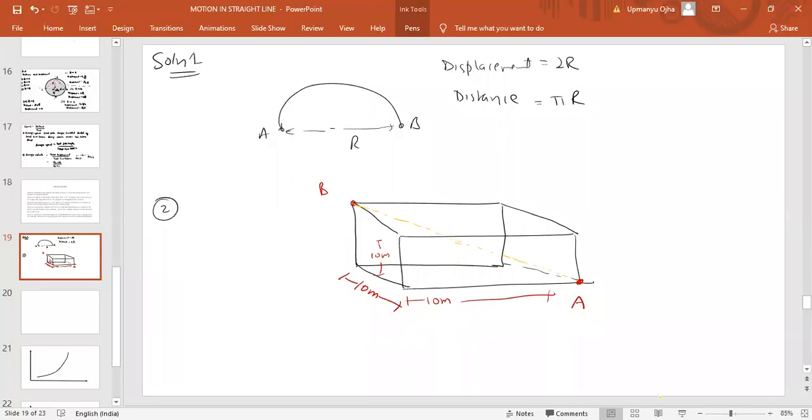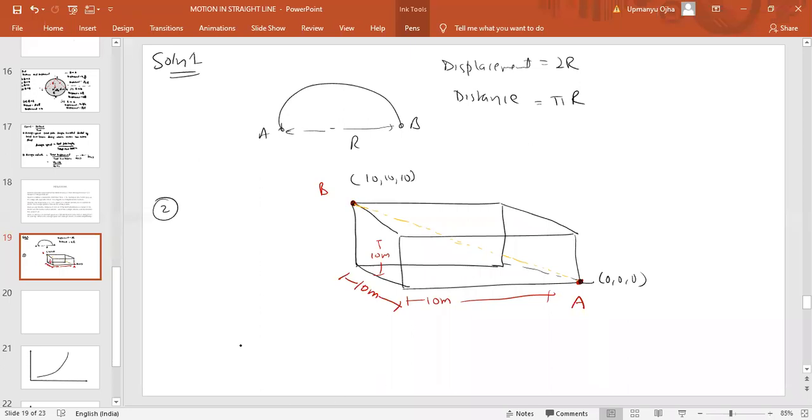It is a cube. Fine, I did not draw the cube. Assume like a cube. Displacement is the shortest distance between A and B. Now if you assume this point as origin 0 comma 0 comma 0, this point will be 10 comma 10 comma 10, because its x-axis will be 10, y-axis will be 10 and z-axis will be 10.